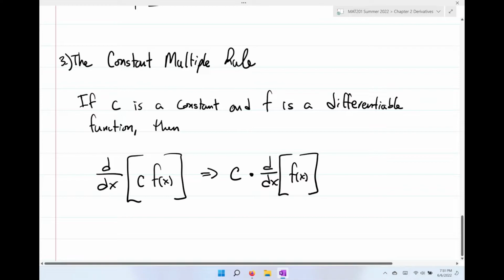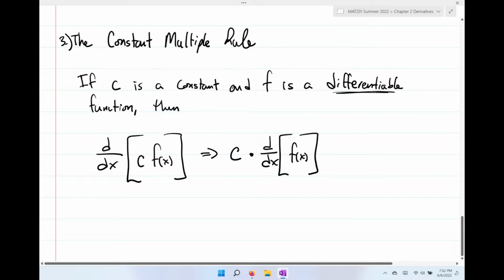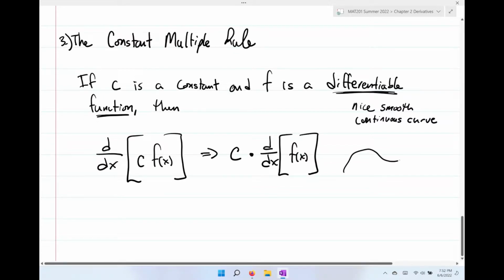Okay? Now, there's a lot of things going on in this constant multiple rule. First, we need to understand differentiable function. Remember, differentiable means it's a nice, smooth, continuous curve. Okay? There are no cusps, there are no jump discontinuities, there are no vertical tangent lines, nothing like that. It's just nice and smooth, okay? Second, if you have a constant that's multiplied by some function, I think we need to see what that looks like. So an example of that would be like this.